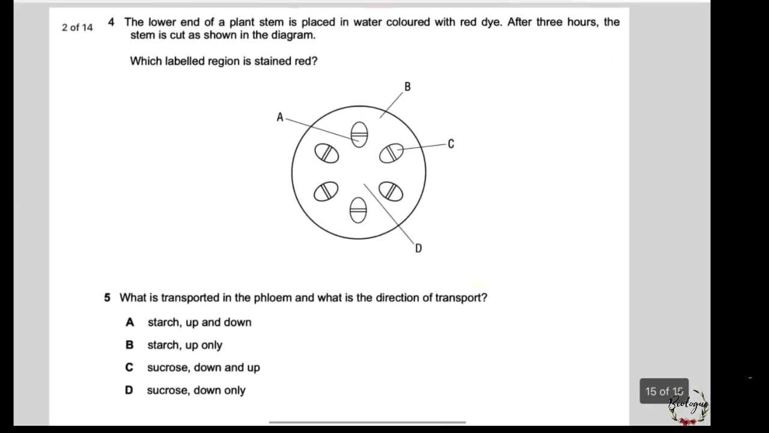And we come to the last question. The lower end of a plant stem is placed in colored water with a red dye. Again, the question asks you about a dye. So remember what I just said. After 3 hours, the stem is cut and shown in the diagram. Which labeled region is stained red?